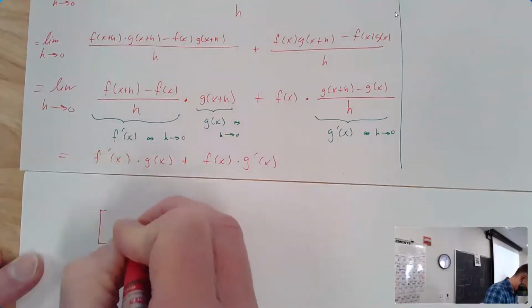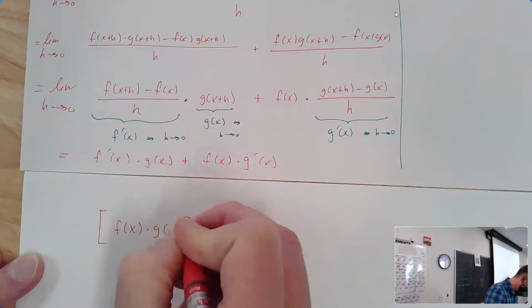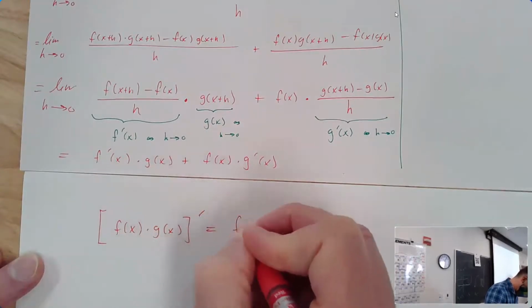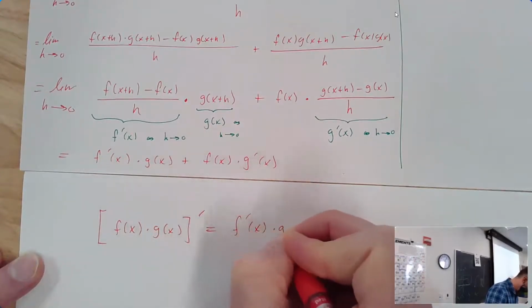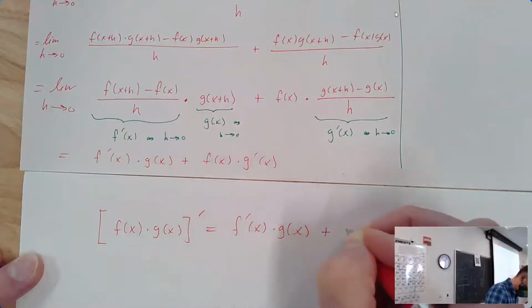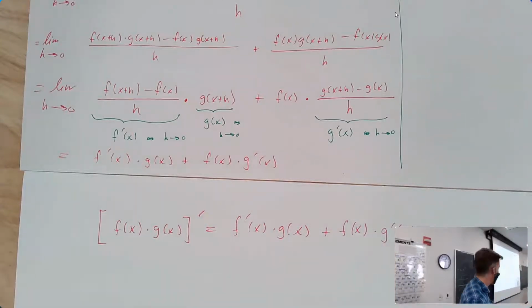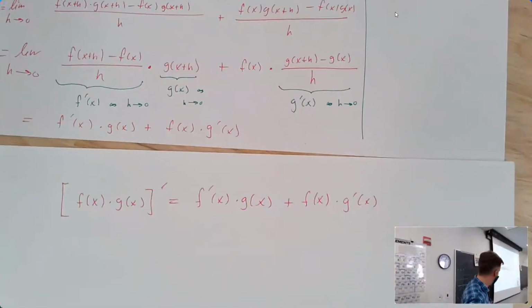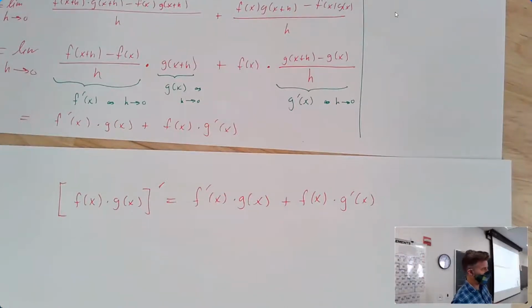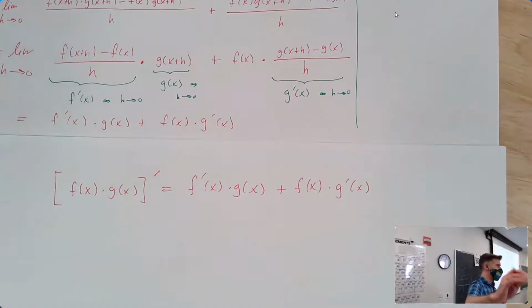The derivative of f of x times g of x is equal to the derivative of f of x times the not derivative of g of x plus the not derivative of f of x times the derivative of g of x. Or as I often say when I'm thinking of it, the derivative of the first thing times the second thing plus the first thing times the derivative of the second thing. You always get the derivative of one piece times the not derivative of the other piece. And then you add them all together.